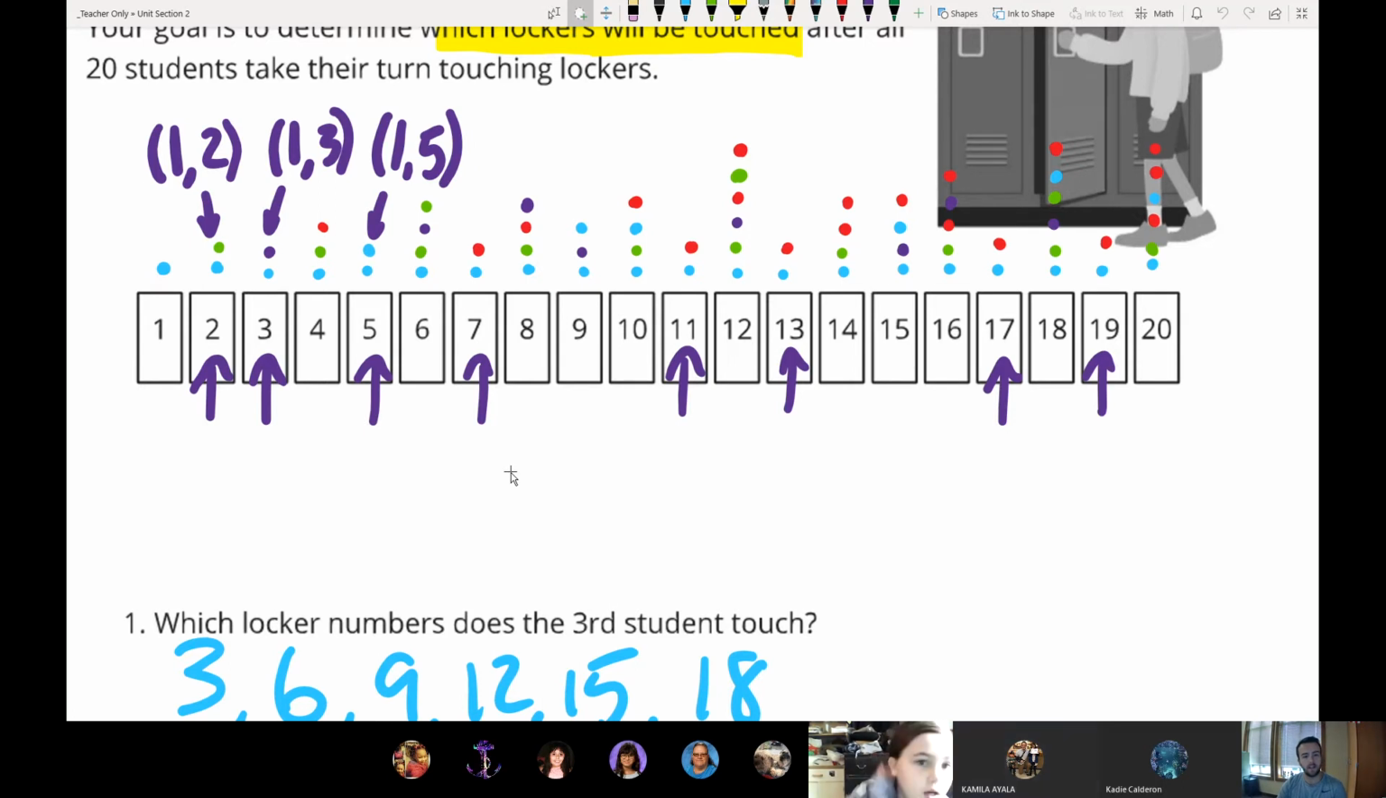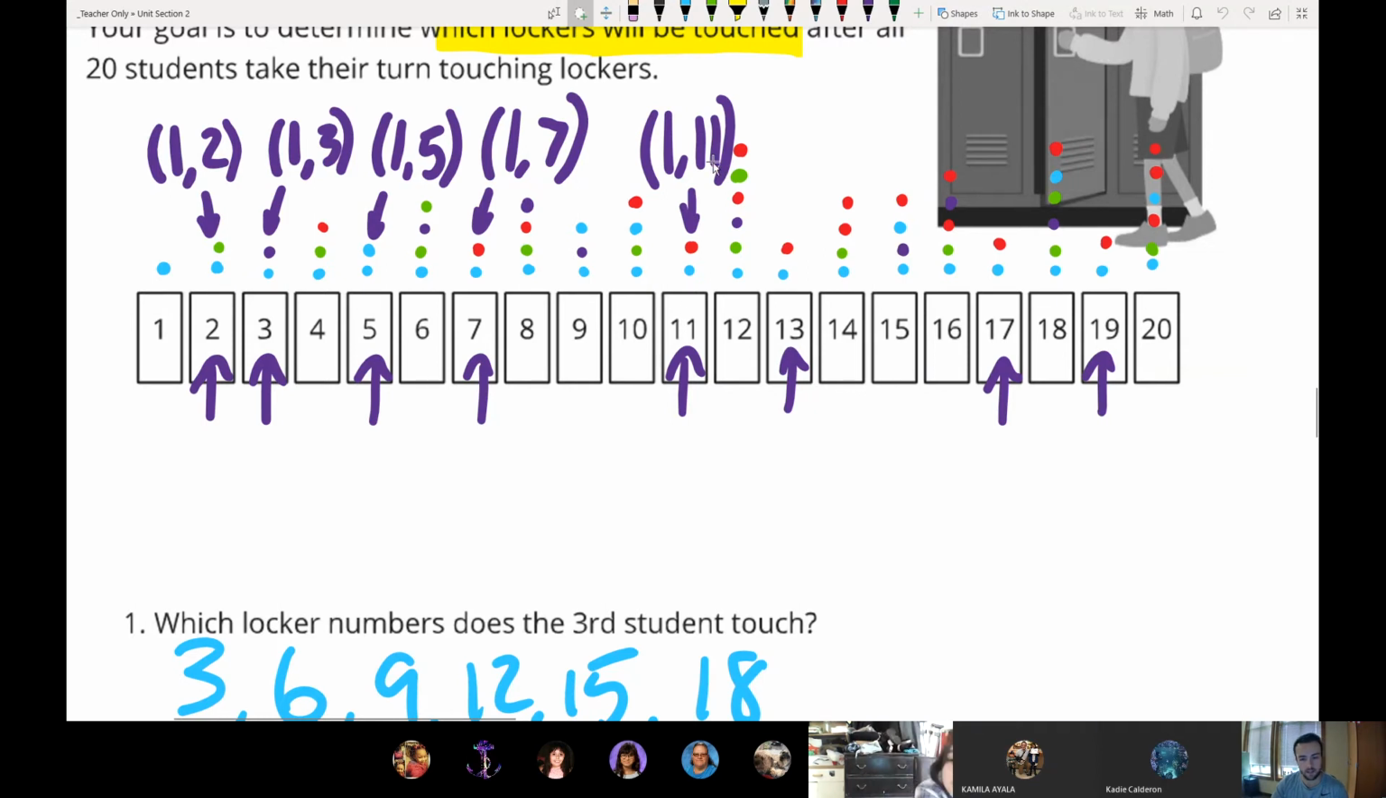Okay, let's keep going. What about the 7th locker? 1 and 7. Yeah, 1 and 7. All right. Do you see a pattern here? Yeah. You should start to pick up on the pattern. The first number is 1 and the second number is the locker that we're working with, because that's the student that started. With the 11th locker, only the 11th student touched it.